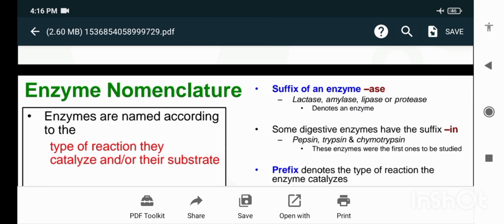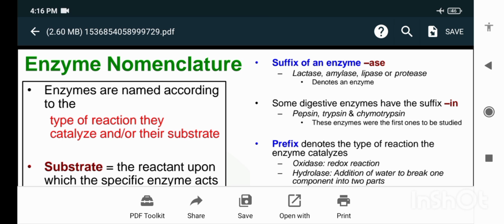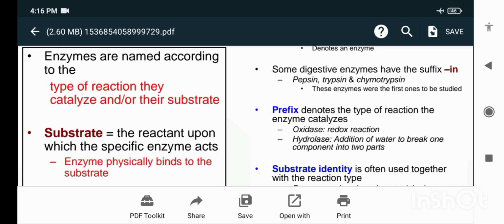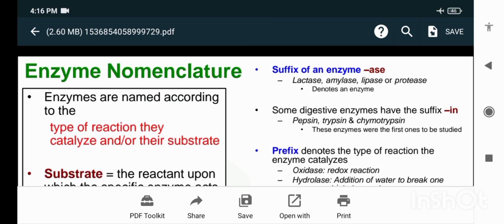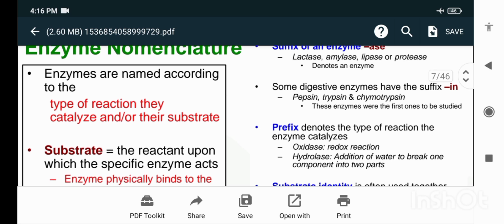Enzyme nomenclature. Enzymes are named according to the type of reaction they catalyze and or their substrate. Substrate is the reactant upon which the specific enzyme acts. Enzyme physically binds to the substrate. Firstly, the suffix of an enzyme is -ase, like lactase, amylase, lipase, protease, which denotes an enzyme. Some digestive enzymes have the suffix -in: pepsin, trypsin, chymotrypsin. These enzymes were the first ones to be studied. Prefix denotes the type of reaction the enzyme catalyzes. Oxidase means redox reaction; hydrolase means addition of water to break one component into two parts.